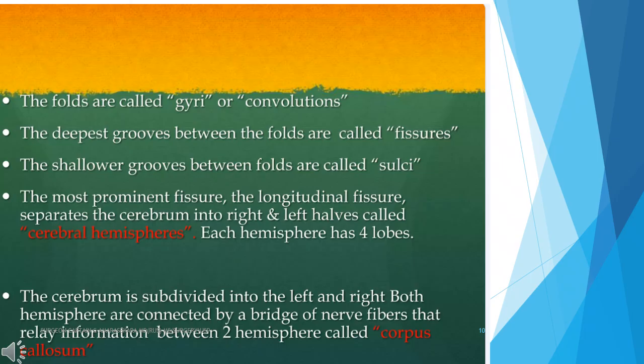Clinically, understanding this architecture is vital. A lesion in the frontal lobe may present as personality change or executive dysfunction. Damage to parietal lobe can cause sensory neglect or apraxia. Temporal lobe pathology may manifest as memory loss or complex partial seizures. And occipital lobe damage leads to visual field defects.